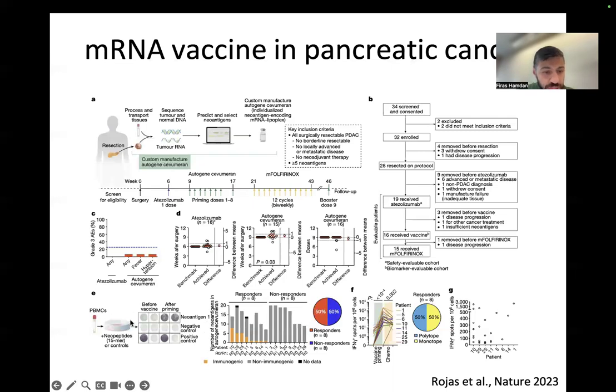Here they were looking at whether these patients had an immune response or not. So did they have T cells that were recognizing this mRNA that they were vaccinating against? Here they saw that 8 out of the 16 had a response. They had a T cell that was responding towards the peptide or the mRNA that was being vaccinated against, and 8 of them didn't.